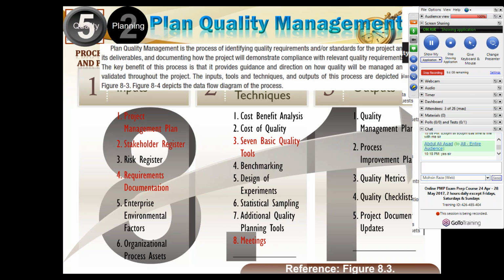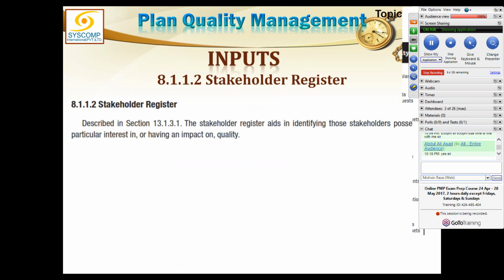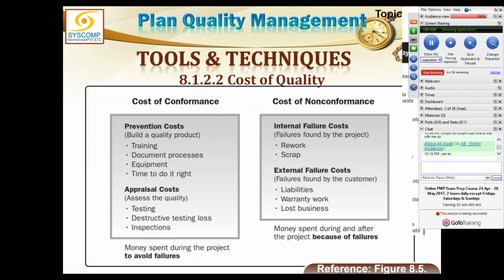Cost of quality, I'll show you. Let me straight away jump to the cost of quality and I'll keep showing you all these things. Look at this, cost of quality. As I said, cost of conformance and cost of non-conformance. Cost of conformance is cost of good quality, cost of non-conformance is cost of poor quality.